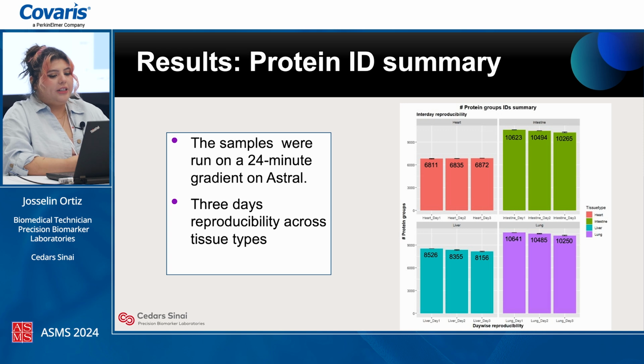And here are the intraday protein ID summary results, where you can see the numbers that we achieved from our reproducibility experiment for each tissue type when run on a 24-minute gradient on Astral. And for heart, we identified around 6,800 proteins. For intestine and liver, we identified around 10,000 proteins. And for lung, it was around 8,000 proteins.